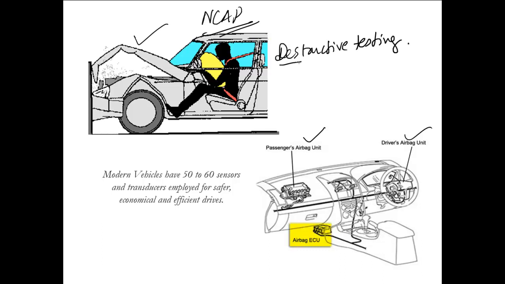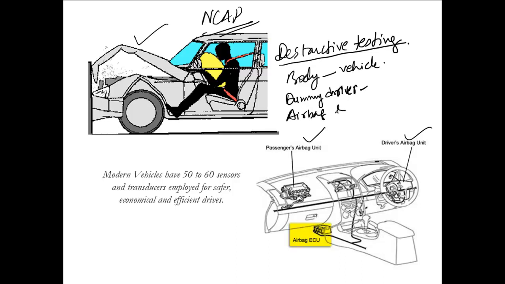Here we can model these systems and then avoid having destructive testing, but we may not be able to model these exactly. So we go for destructive testing, in which a lot of sensors are employed on the body of the car, on the body of the vehicle. And sensors are also employed on the dummy driver, on his body. Then you can have airbags and the sensors associated with it, and the actuators. So all these are part of this. So this is destructive testing.